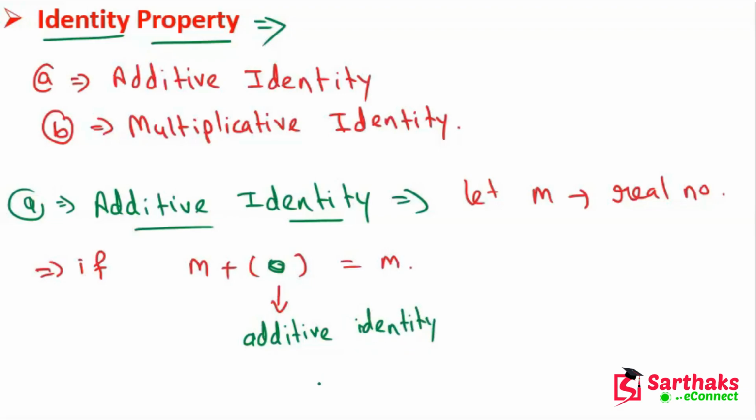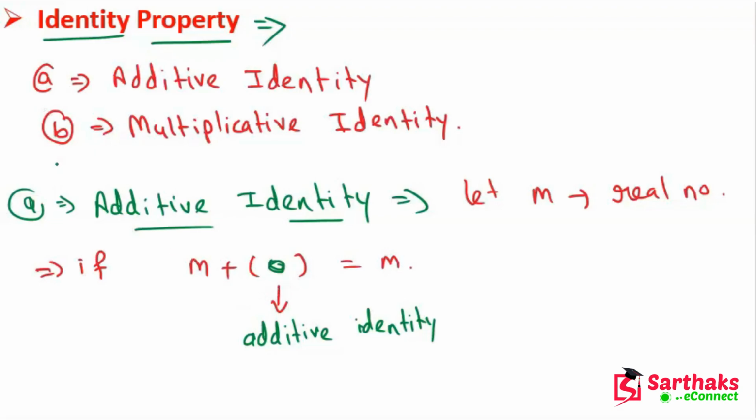I hope, my dear friends, you understand these things. So what is additive identity? If we add the additive identity to a number, then we get the same number. So 0 is the additive identity.